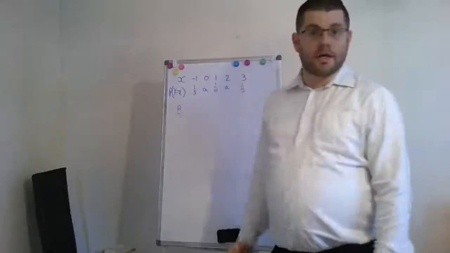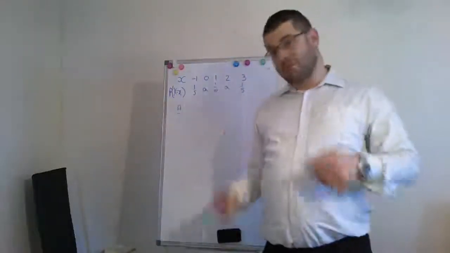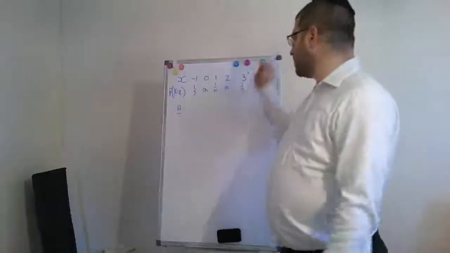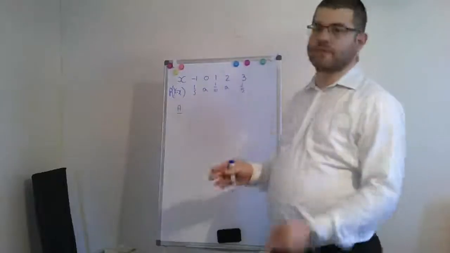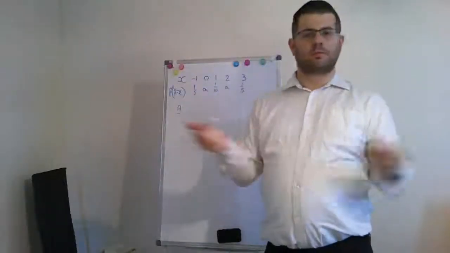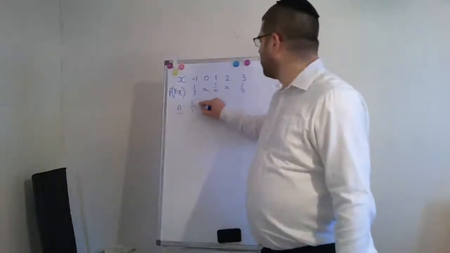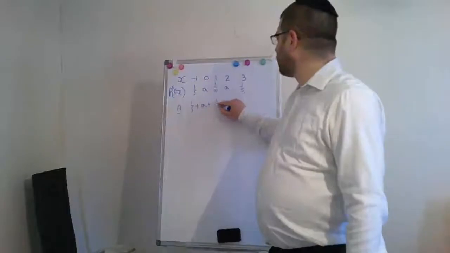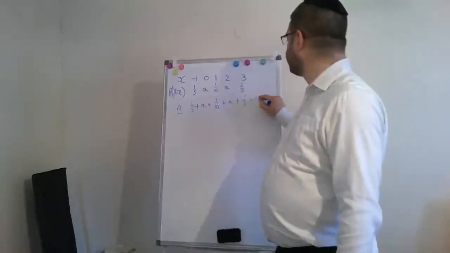So what you have to realise here is that if you know all the outcomes and their probabilities, you have to remember that all the probabilities have to add up to 1. If that's all the probabilities for a certain experiment, if you bunch together all the probabilities, they have to add up to 1. So all you have to do is set 1/5 plus A plus 1/10 plus A plus 1/5 and set it to 1.